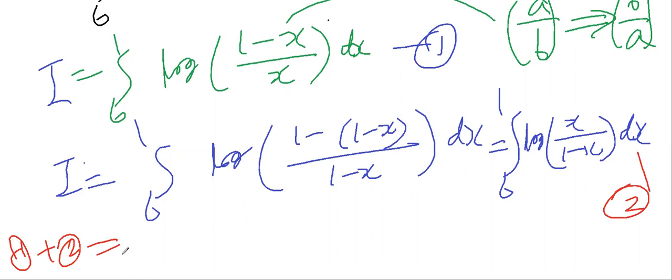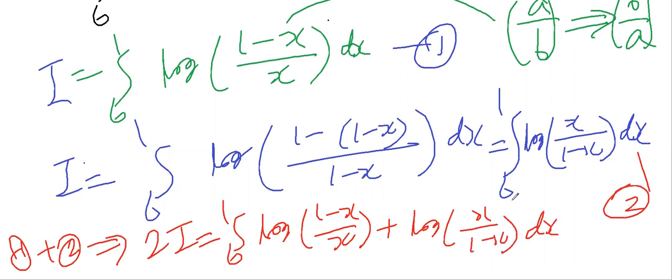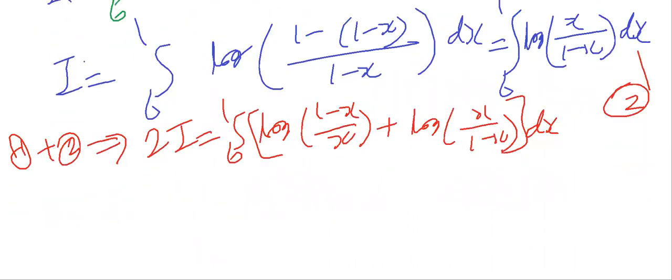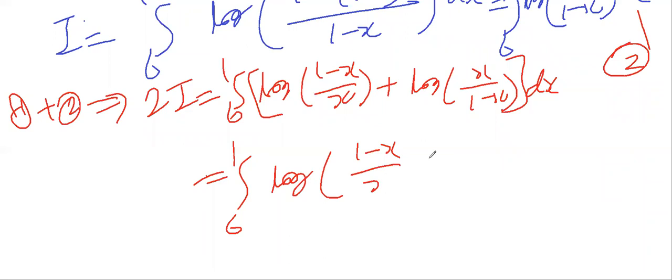Equation 1 plus equation number 2, you will get 2I is equal to integration 0 to 1 log of (1 minus x) upon x plus log of x upon (1 minus x) dx. ठीक है, ये पूरा dx आप इसको ऐसे लिखो, क्योंकि आप ऐड कर रहे हो उसको. अभी इधर आप क्या करोगे? वापस लॉगरिथमिक लॉ लगा लो. So that will be log of (1 minus x upon x) into (x upon 1 minus x), into 1 by x.